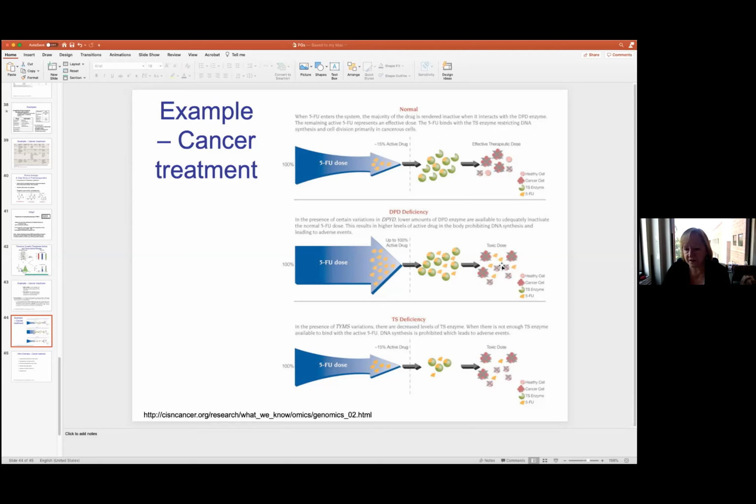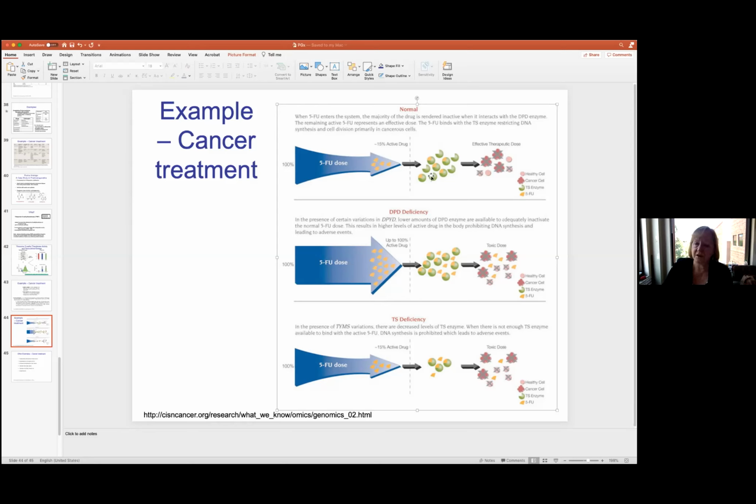So then let's look at the other player here. We're looking at the TS enzyme. In this case, a person is given the same amount of drug. If they were given the same amount of drug, now all of the sites are occupied. And it's not because there's too much drug, it's because there's not enough synthase. And you end up with the same problem, where you end up killing both cancer cells and healthy cells because you're inhibiting all of their DNA synthesis.